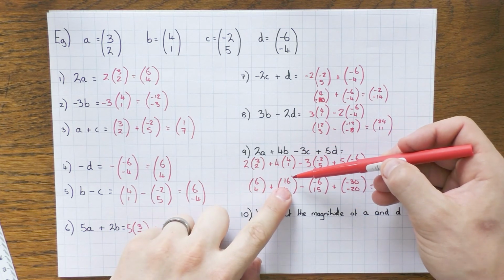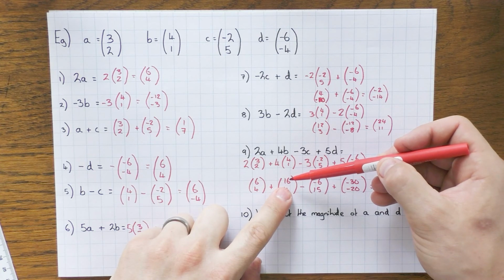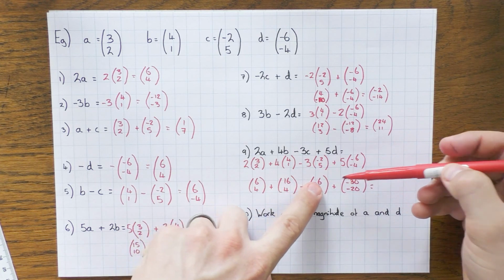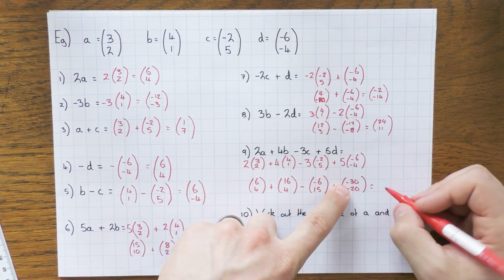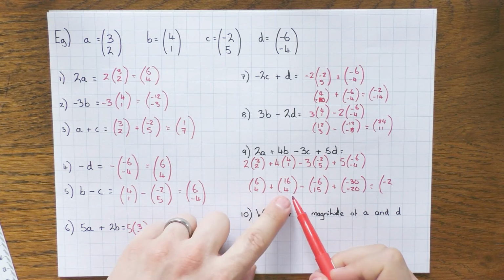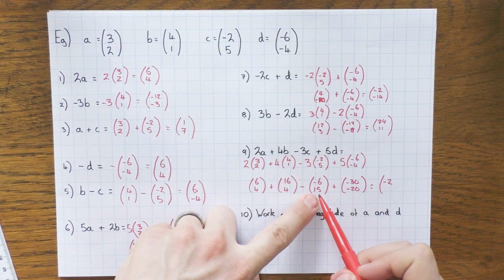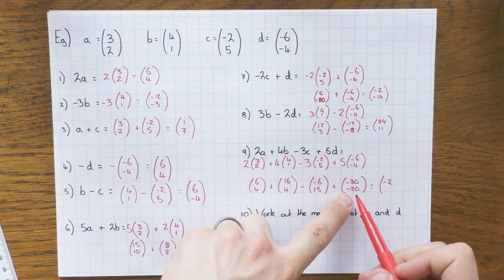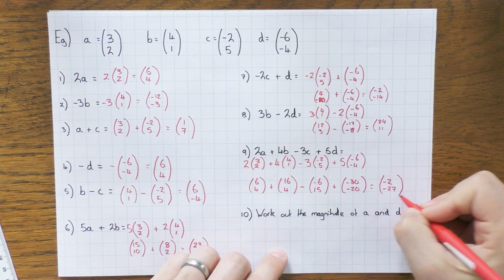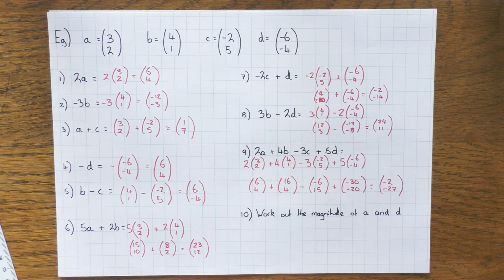So 6 adds 16 is 22, minus, so that's our plus again, so that gives us 28. Then take away 30, leaves us with minus 2 on the top row. 4 add 4 is 8, take away 15, then add minus 20, so basically we're taking away another 20 as well. We'll leave you with minus 27 as your final result. So it looks horrible, but actually it's just a little bit of adding and subtracting.